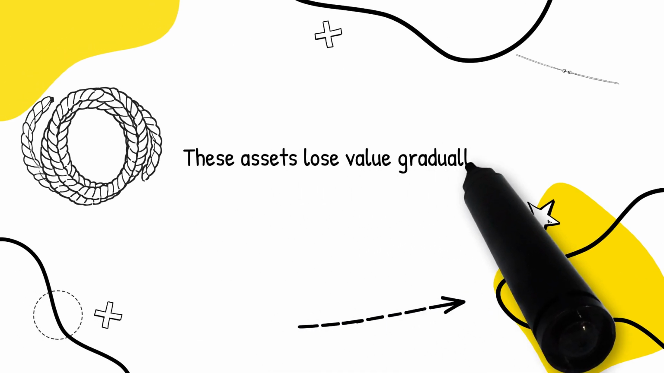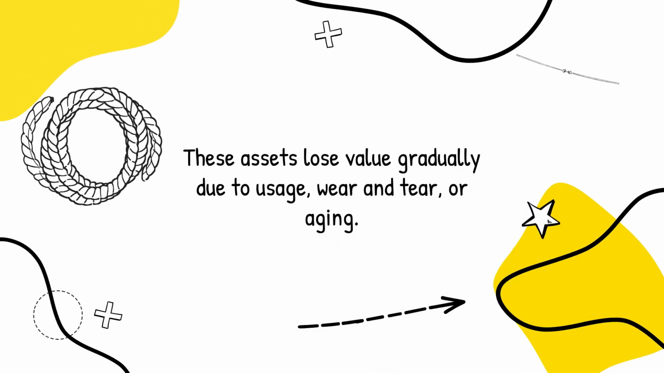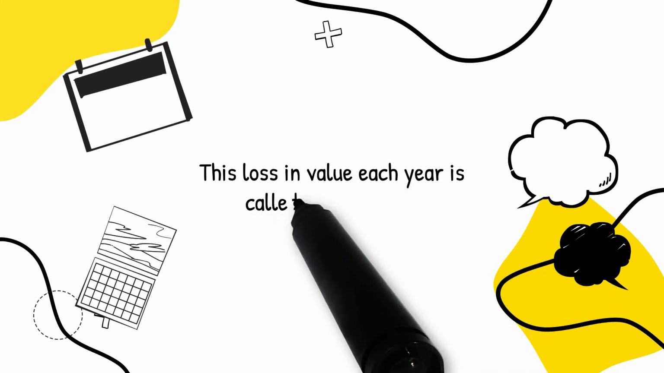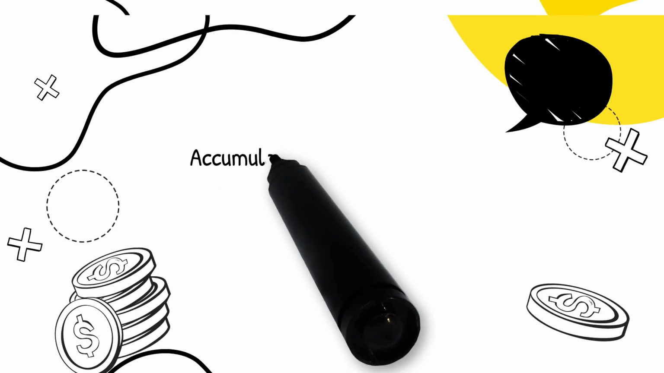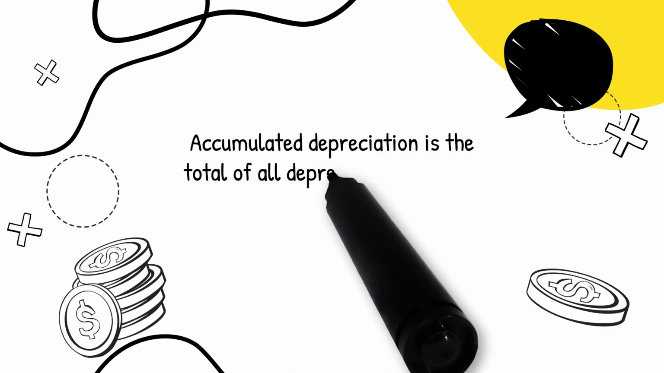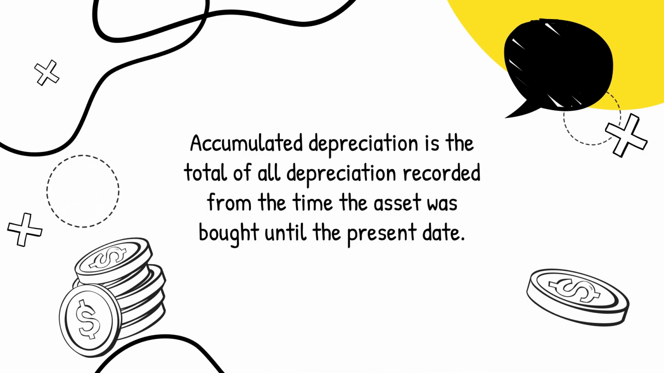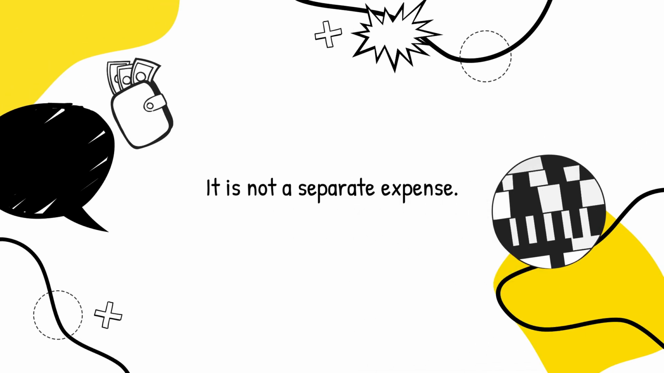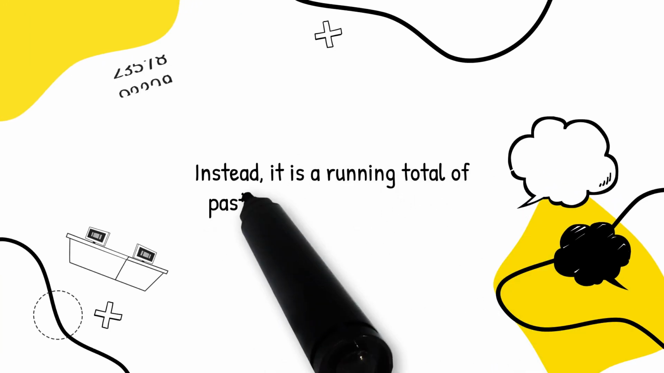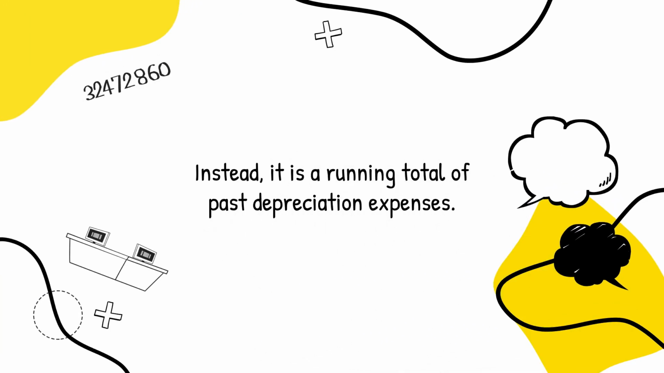These assets lose value gradually due to usage, wear and tear, or aging. This loss in value each year is called depreciation. Accumulated depreciation is the total of all depreciation recorded from the time the asset was bought until the present date. It is not a separate expense. Instead, it is a running total of past depreciation expenses.